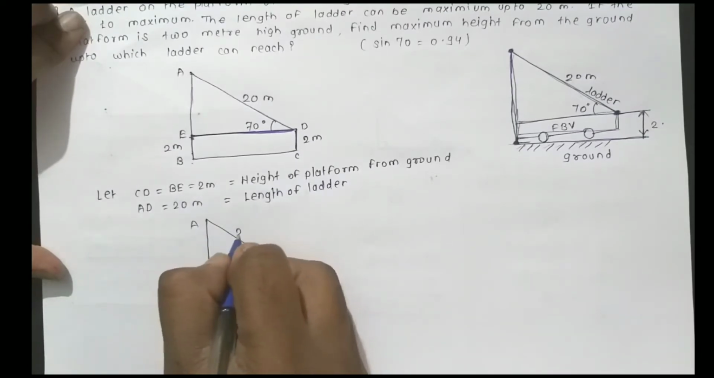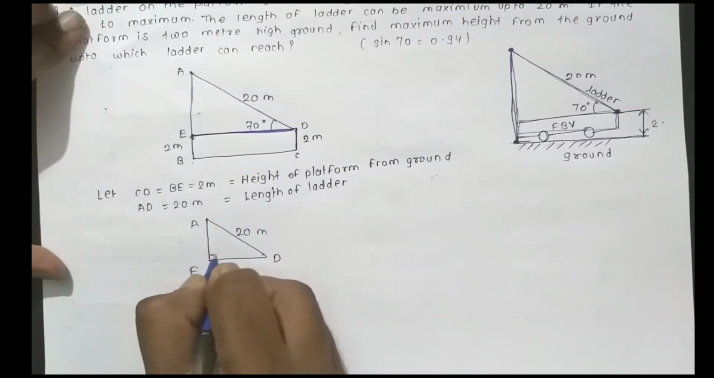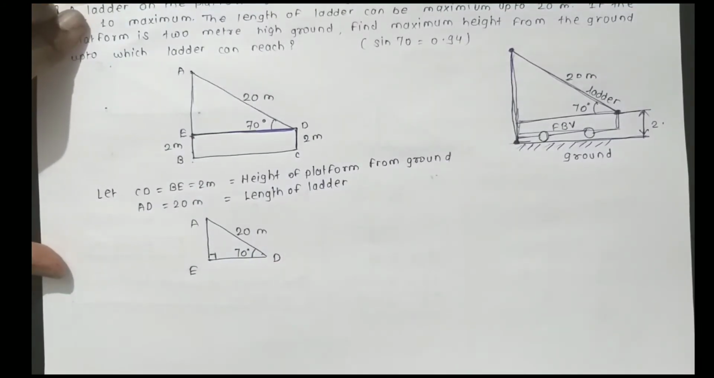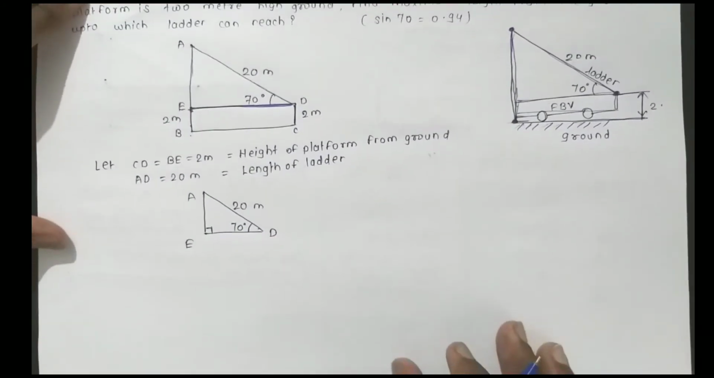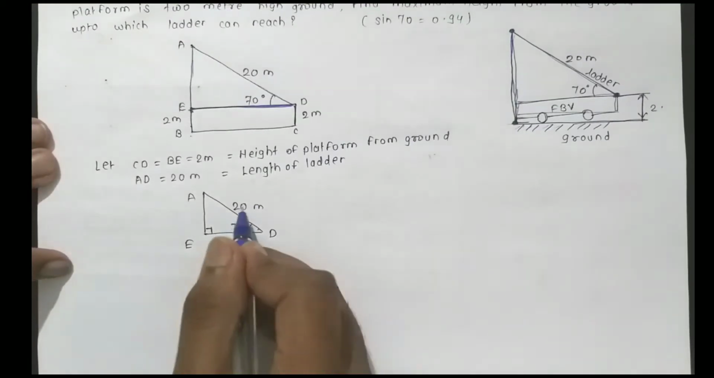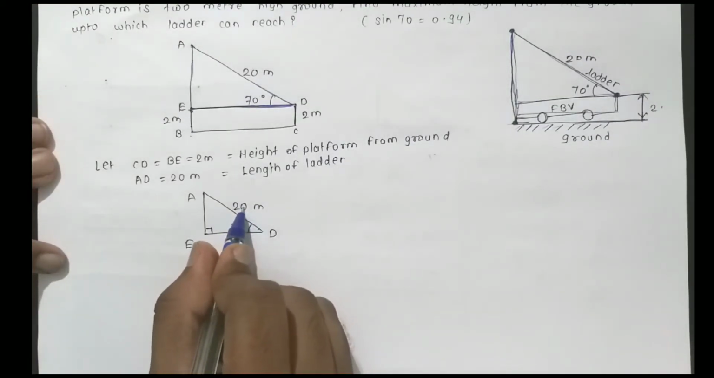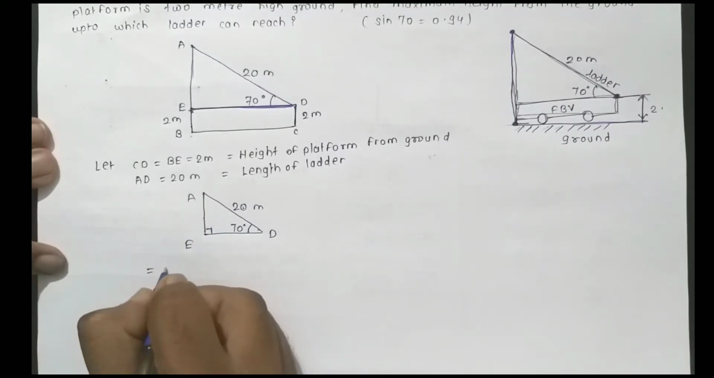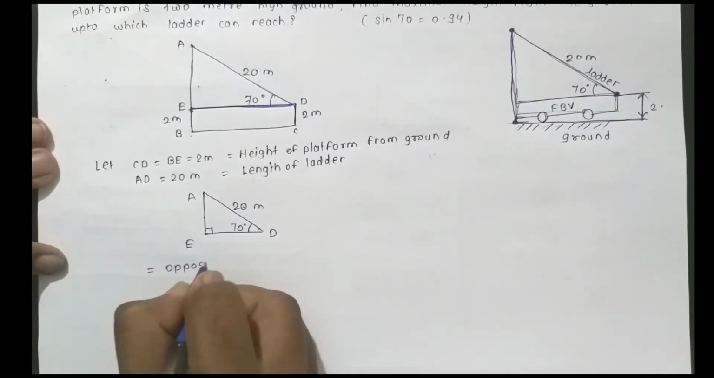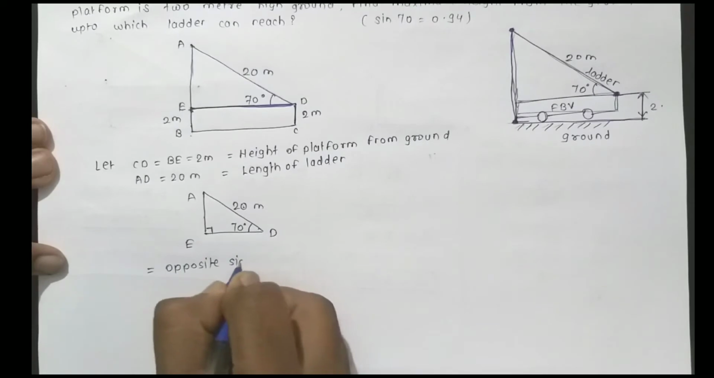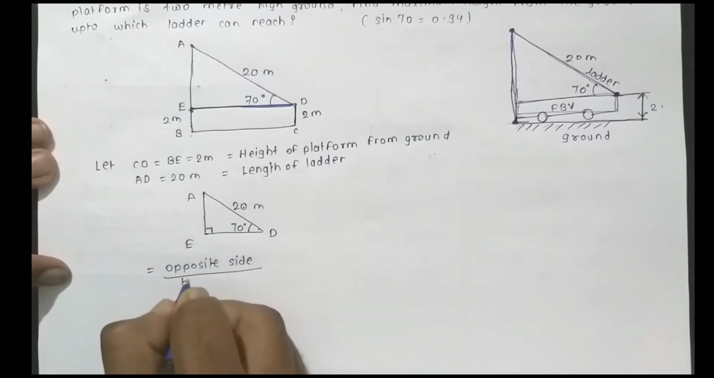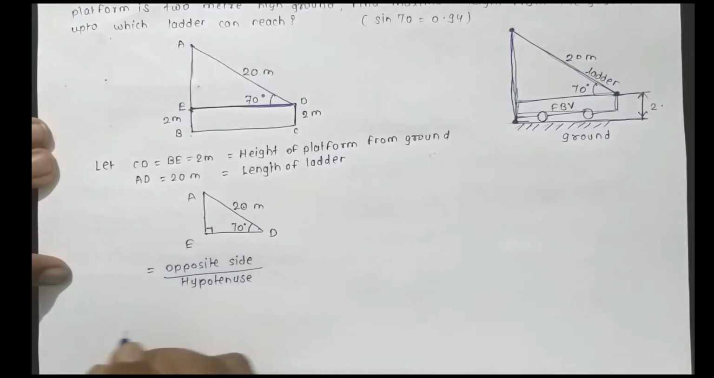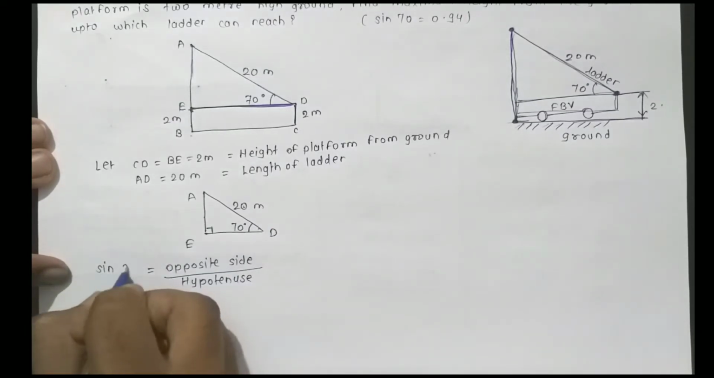DEA. Hypotenuse is 20, right angle at E, theta at D. How can we solve? We know the hypotenuse and we have to find the opposite side. So opposite side upon hypotenuse, the ratio is sine theta.